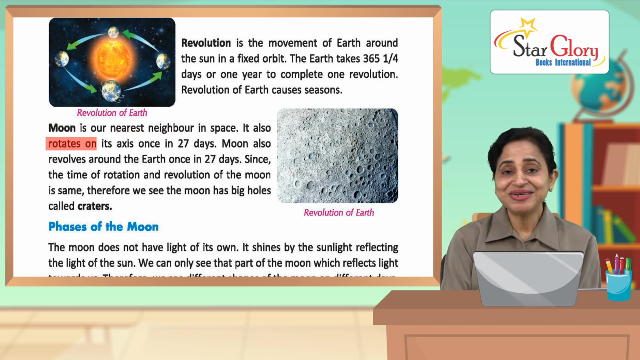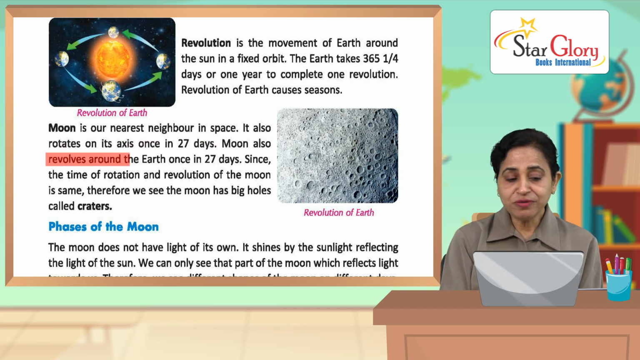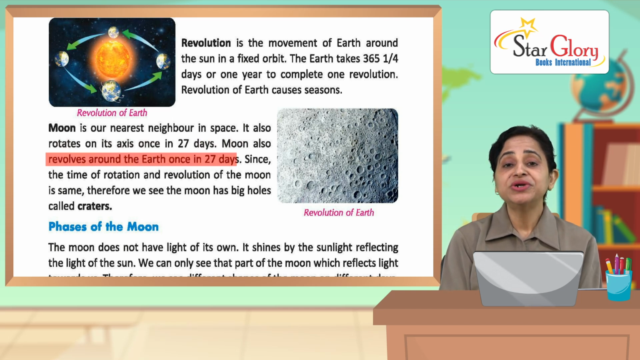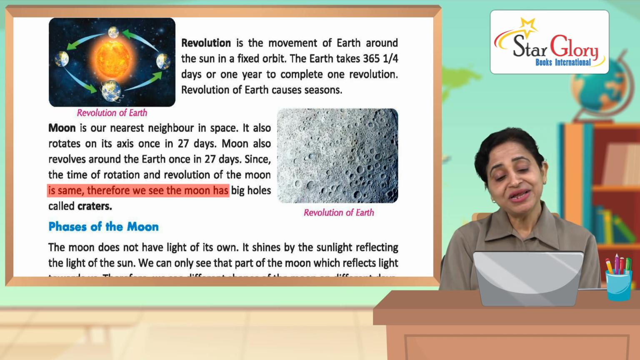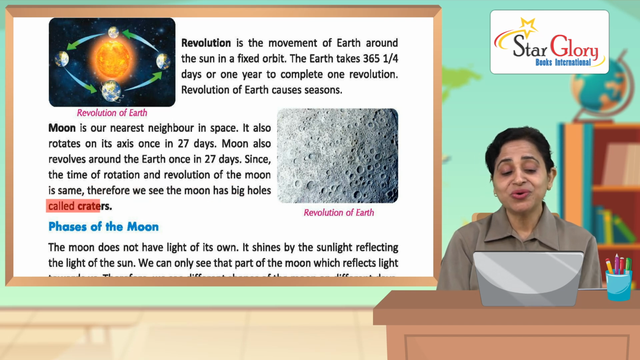It also rotates on its axis once in 27 days. Moon also revolves around the earth once in 27 days. एक बार 27 days में. 27 days, once in 27 days. Okay. Since the time of rotation and revolution of the moon is same, so therefore we see the moon has big holes called craters. Can you see?